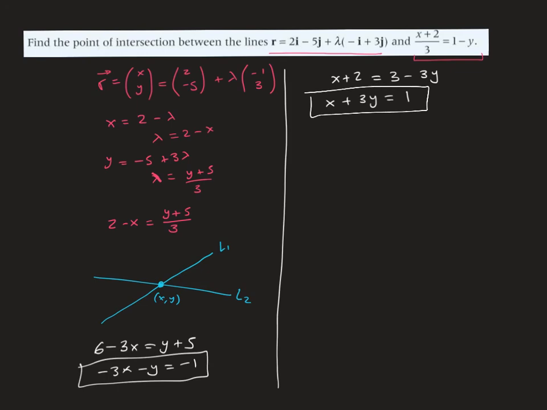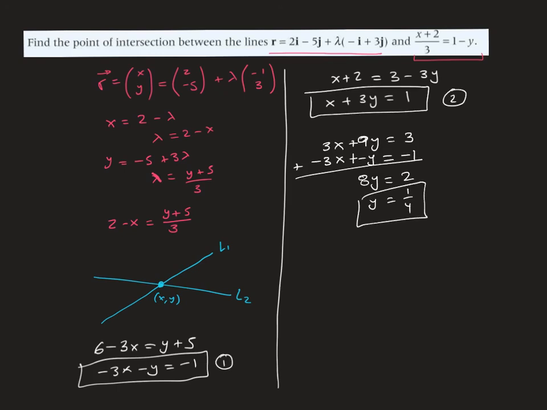Now I can see that I can multiply this second equation by 3, and I get 3x plus 9y equals 3. And then I can just eliminate the x from the first equation if I add them together. So this would be 9y minus y, so 8y equals 3 plus minus 1, which is 2. So y is 1/4. And now that I have the y coordinate, I can substitute in one of the equations.